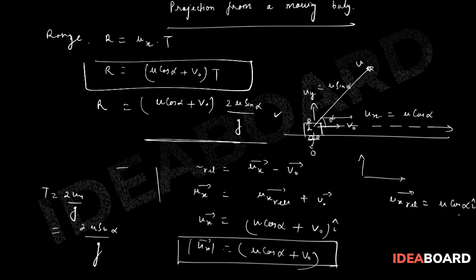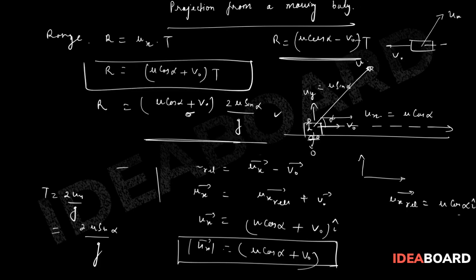This question can also be in the vice versa manner. Let's say the cart is going with velocity v naught this time and the particle is projected like this with velocity u, then there is no difference, just instead of this plus v naught there will be the minus sign included. So the net range for that case will be u cos alpha minus v naught into T. Okay, you can try this at home. I believe you got the concept. Okay, yes.